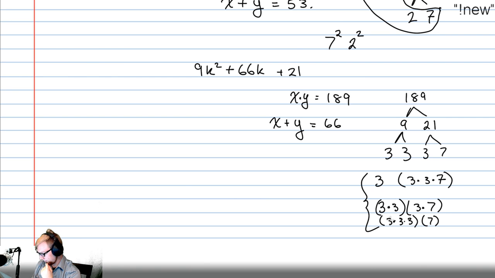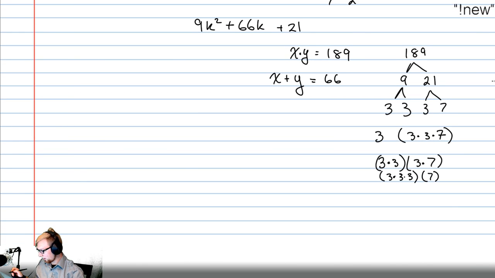Now, to add up to 63, 3 times 3 is 9, times 3 is 27. 27 times 3 is 189. 27 times 7. Okay, so let's see. If I write these out again for you on the side, you would have 3 times 63, you would have 9 times 21, and you would have 27 times 7. See that?